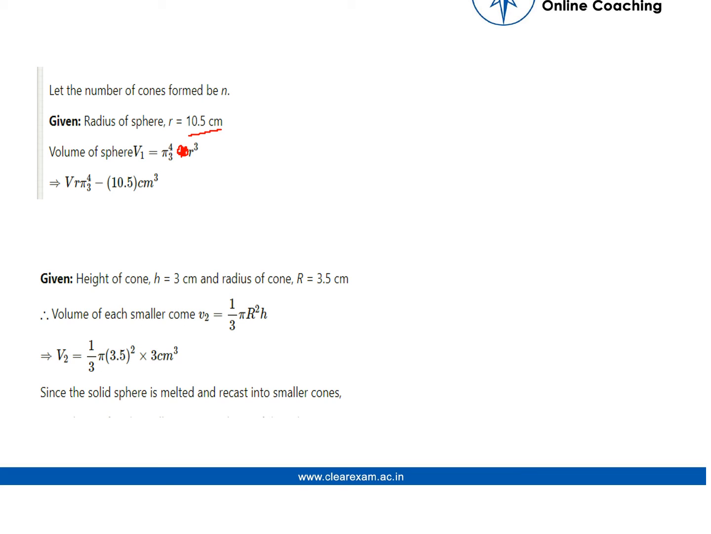So in the next step, the height of the cone is given as 3 centimeter and the radius is 3.5 centimeters. So the volume of the smaller cone is 1 by 3 pi r square h. This is the formula, you should remember it. So the V2 here is 1 by 3 pi r square into this 3. So the unit is centimeter cube. You have to remember it.